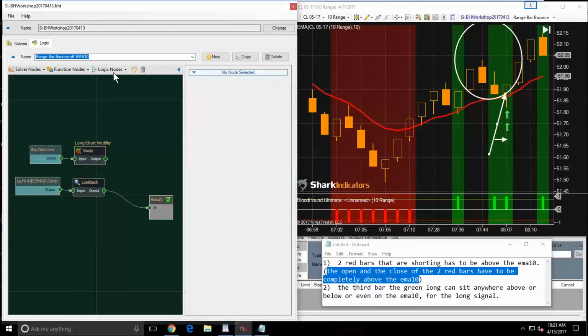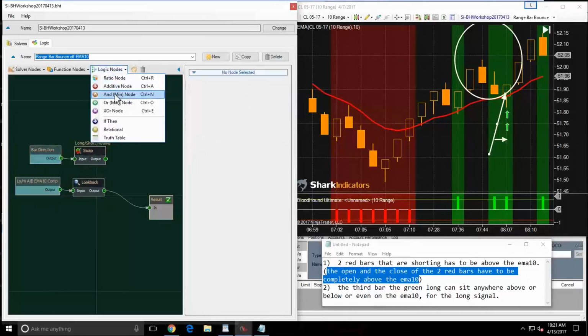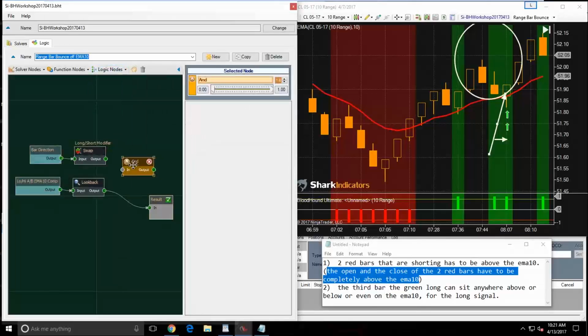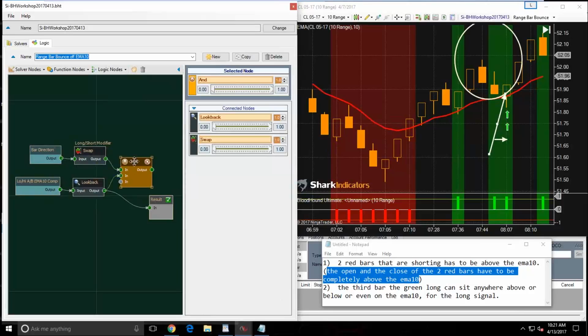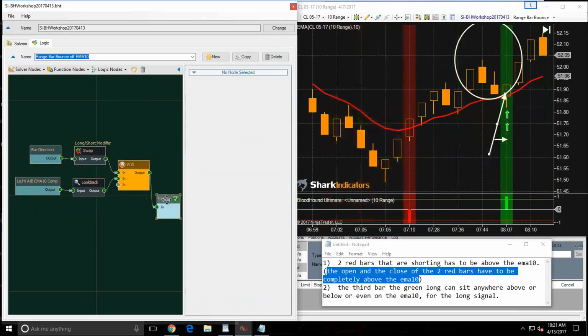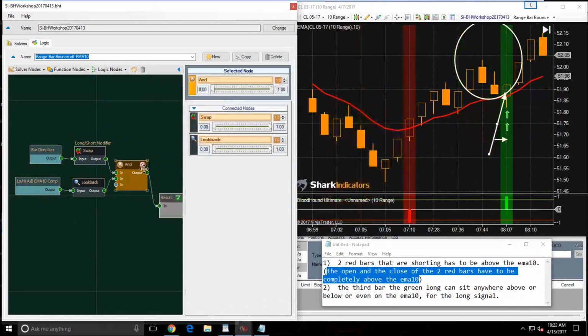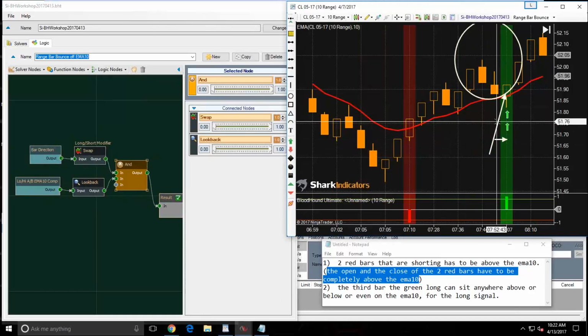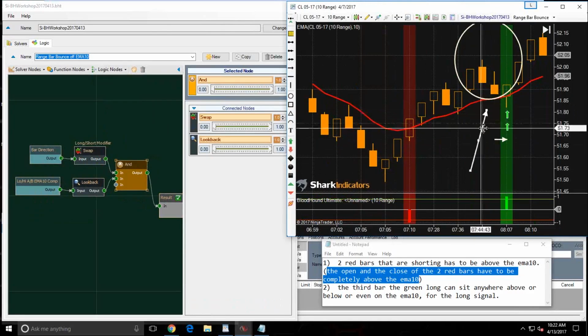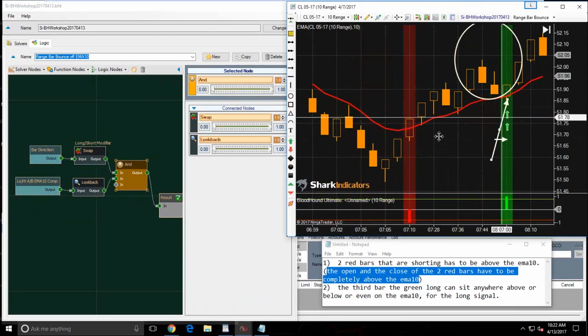So we have most of the conditions met. The next step is we can grab an AND node, and we need to make sure that these 2 conditions occur together. So with the AND node, there we go. We're getting there. We can see this one looks correct.